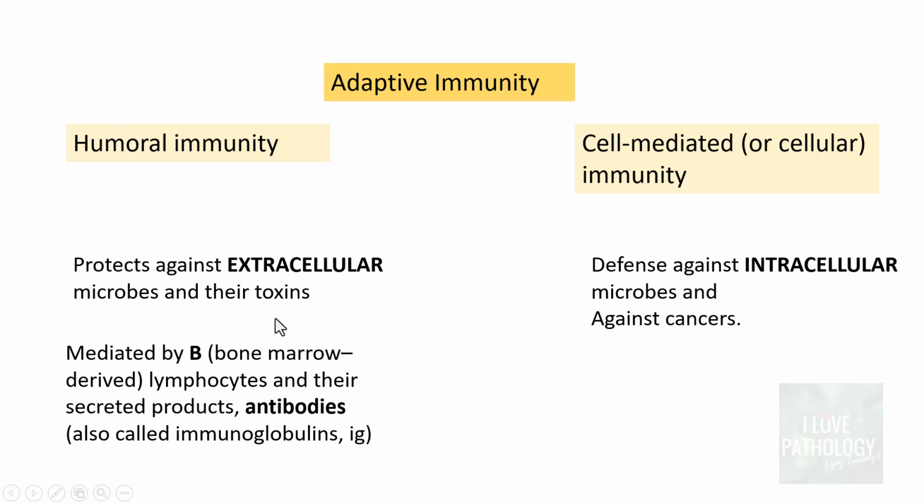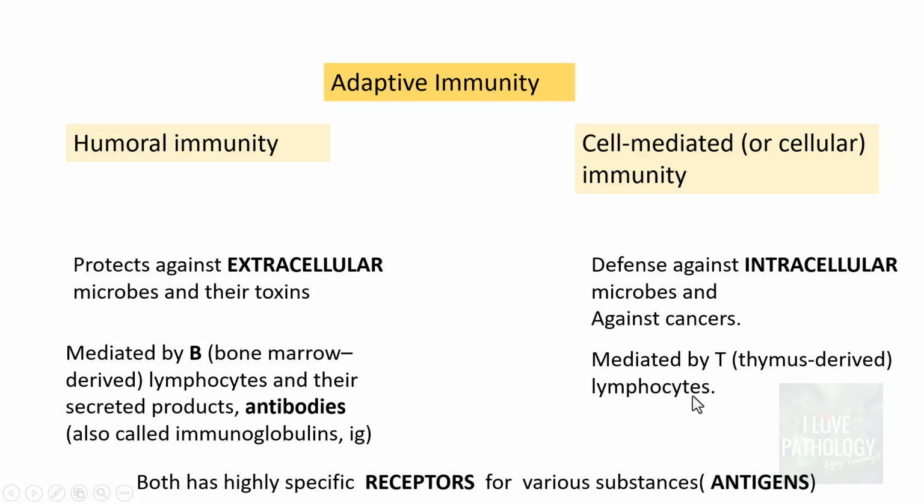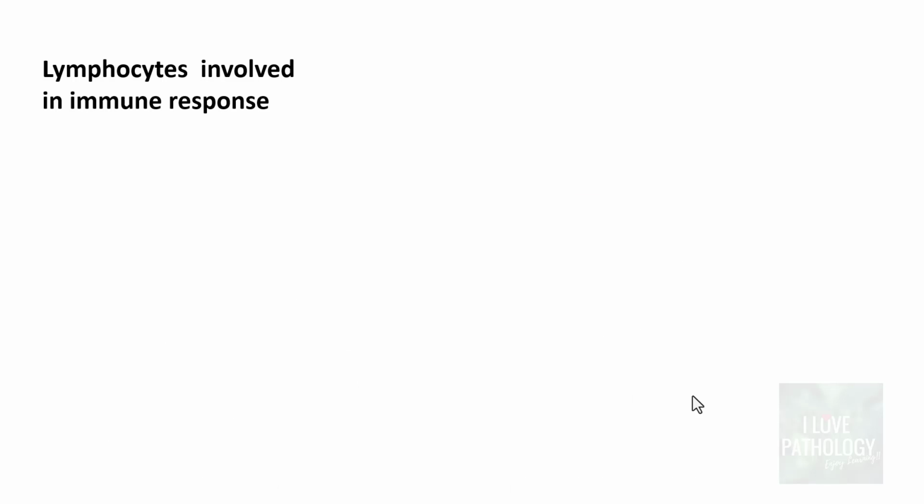Right? So humoral immunity is mediated by B lymphocytes and their products. B lymphocytes get converted to plasma cells, and these plasma cells produce antibodies. So B lymphocytes and their products, called antibodies, which are also referred to as immunoglobulins, whereas cell-mediated immunity is mediated by T lymphocytes. T for thymus-derived lymphocytes. What you need to know is that both these cells, B lymphocytes as well as T lymphocytes, have very highly specific receptors for various substances, and these substances are referred to as antigens.